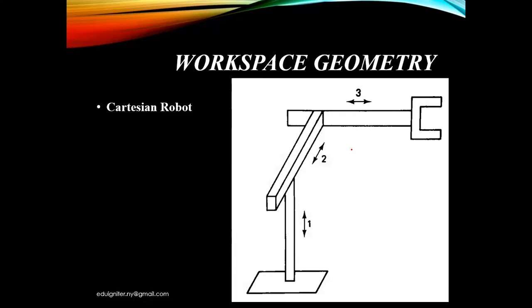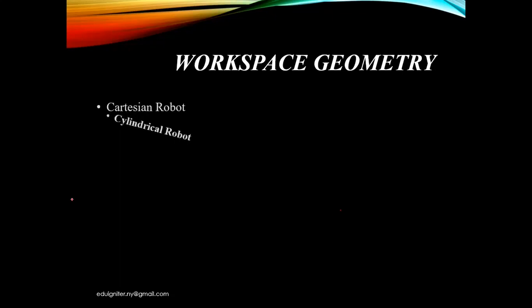In this robotic system, the links of the robot perform translatory motion along the x-axis, y-axis, and z-axis. Here are the three axes, x, y, and z, and all the links can perform only translatory motion along these axes. The example of a Cartesian robot is a gantry robot. The second is the cylindrical robot.